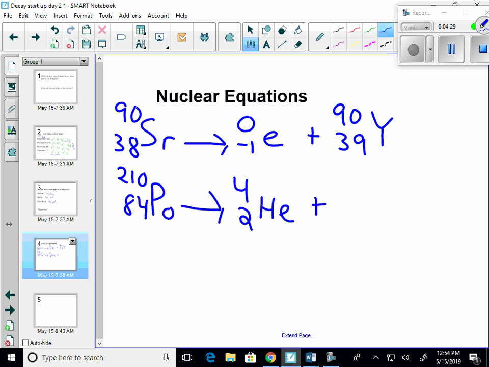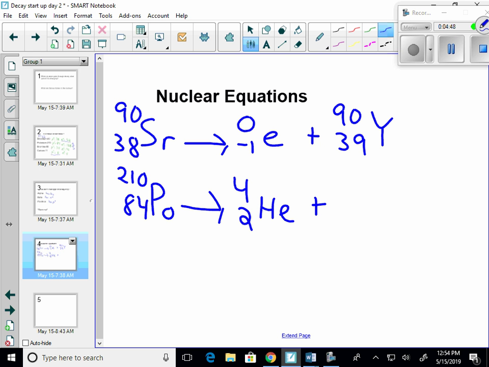Once again, we treat it like a math problem, where the arrow is an equal sign. We figure out the mass of the new isotope. By the way, that new element is called the daughter product. So we figure out the mass of the new daughter product. We figure out the atomic number of the daughter product. We look at our periodic table.